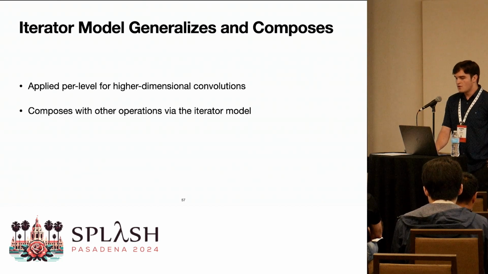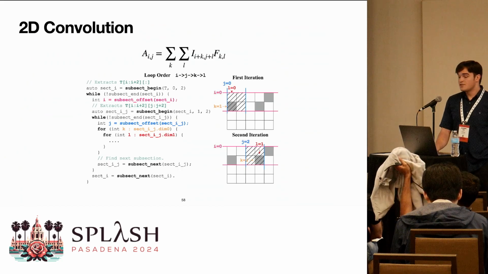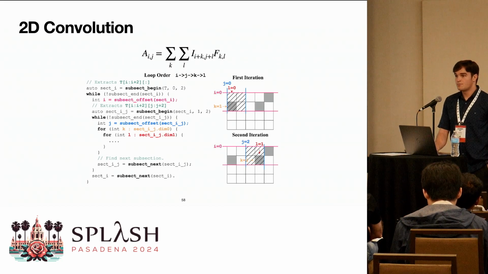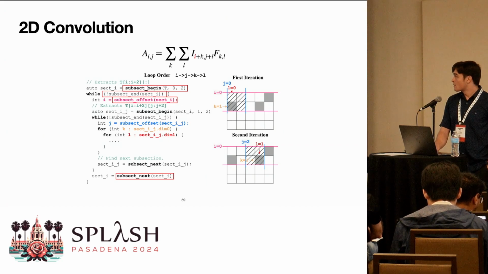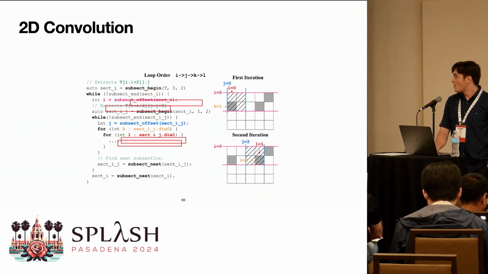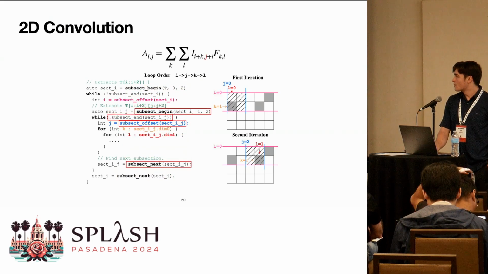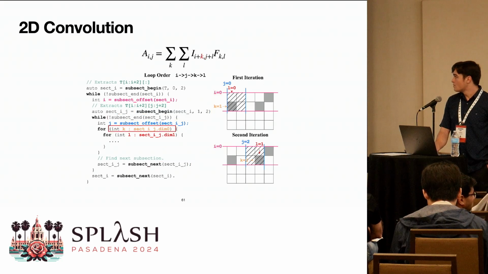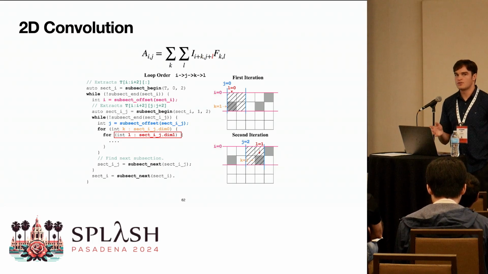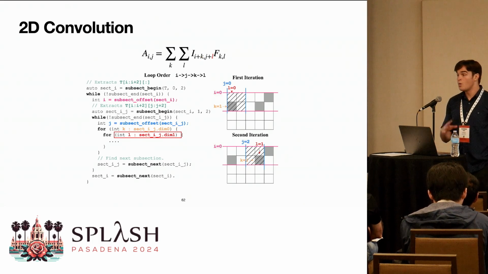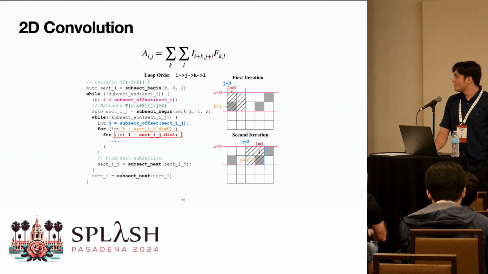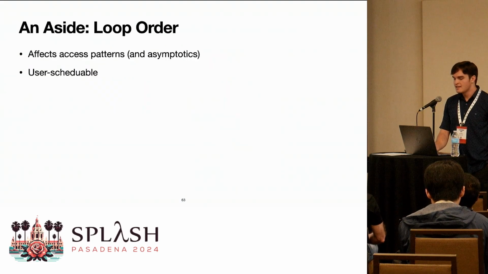So looking at the first of these bullet points, if we have a 2D convolution, we can once again just apply the iterator model, first over i, then over j, and then over the inner variables k and l. And this just naturally extends to a windowed iteration over a higher dimensional array. Now, if you're really glaring at the slide, you might notice that there's a loop ordering denoted here. So I want to take a quick aside and talk about loop ordering.